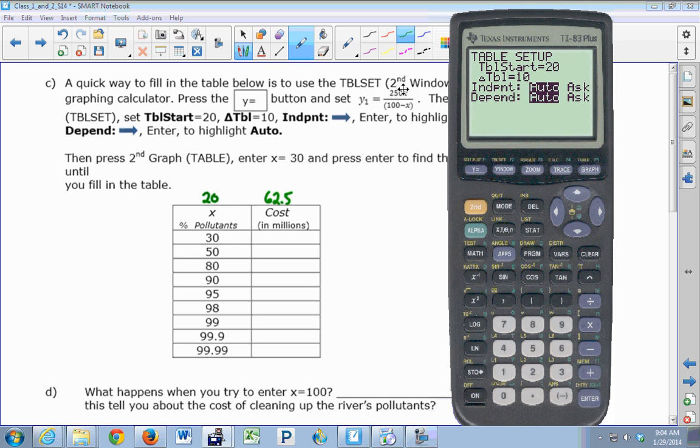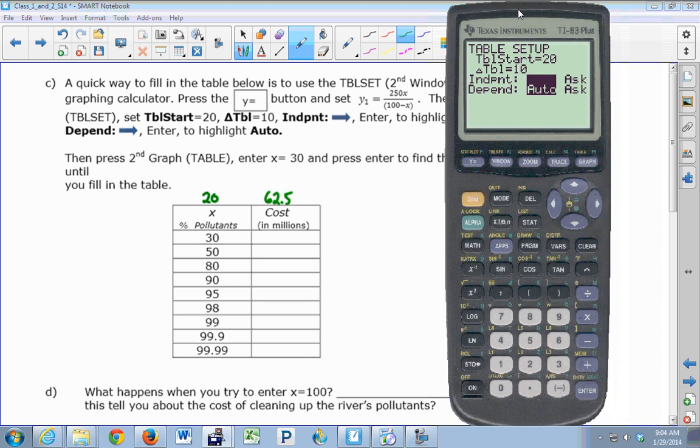Your independent variable here is X. That's what you control. You control what percent of pollutants you put in there. Your dependent variable is your answer, cost. So one of the features you can do here is if you keep it on auto, when you look at your table, it's going to say 20, 30, 40, 50, 60, 70, 80, 90, 100. But notice you don't want exactly those increments.